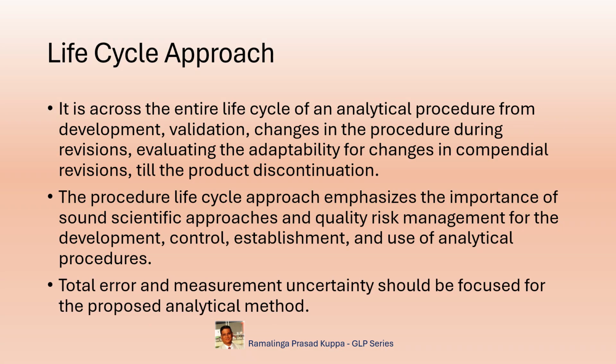Total error and measurement uncertainty should be focused for the proposed analytical method. Accuracy and precision are part of the total error. Accuracy is defined as closeness to the true value, and precision is the closeness of the replicate values. It is the measure of how much is the random variation in the results obtained. Measurement of uncertainty can also be used.